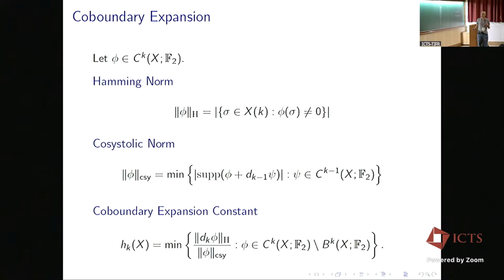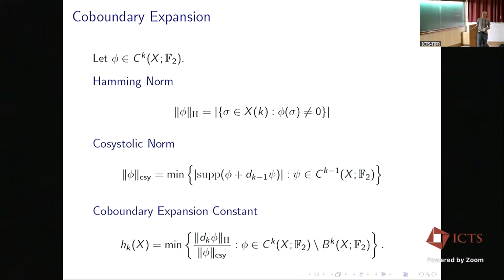For this, assume that we've also met these notions. Suppose that we have a k Z2 cochain, so a function from the simplices to Z2. We define the Hamming norm simply to be the number of simplices where phi is non-zero. We define the cosystolic norm as the minimal support of phi plus d_{k-1} psi, where psi is in C^{k-1}(X). So this is the natural, the right notion of the support of phi.